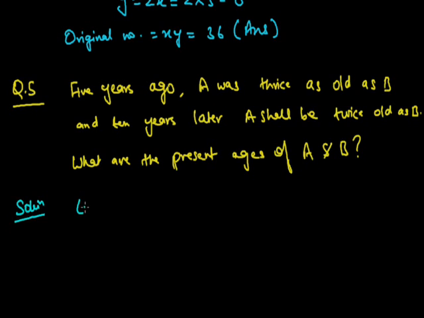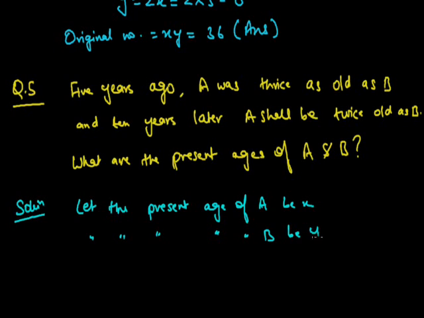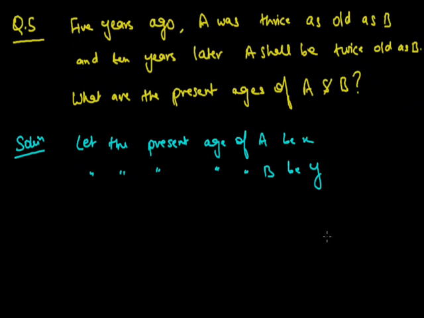So accordingly we consider that let the present age of A be x and let the present age of B be y. So we have taken the present ages of A and B as x and y years. Now first we'll write down the equations and accordingly we solve them.